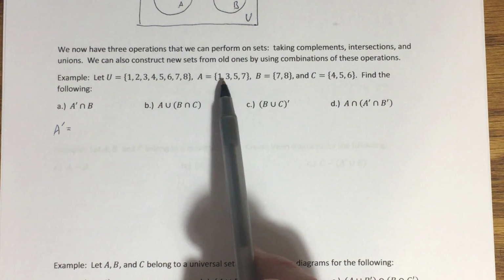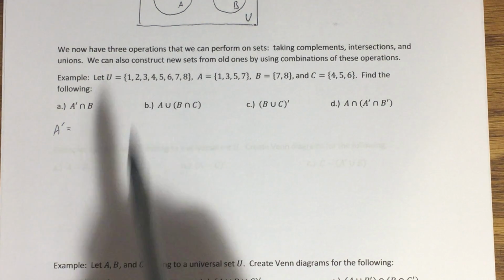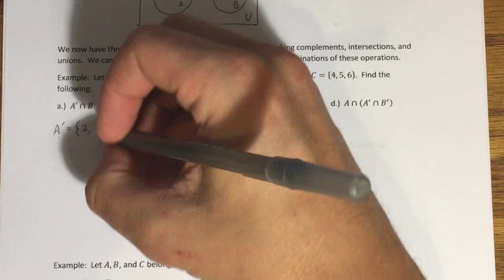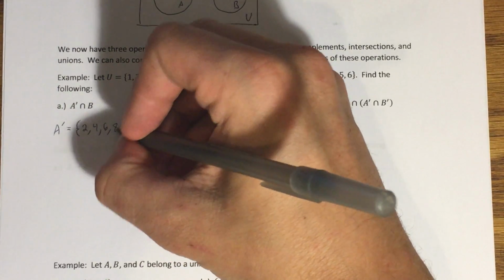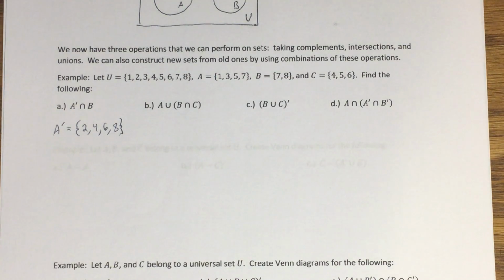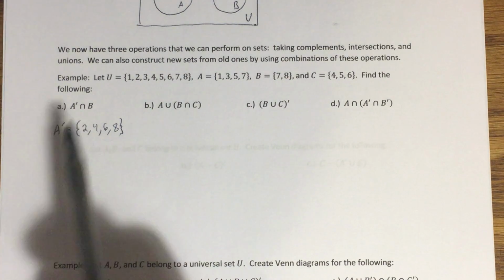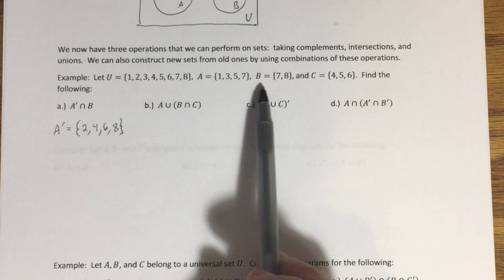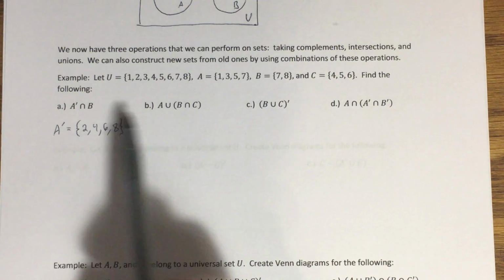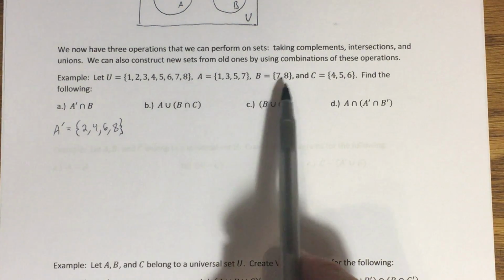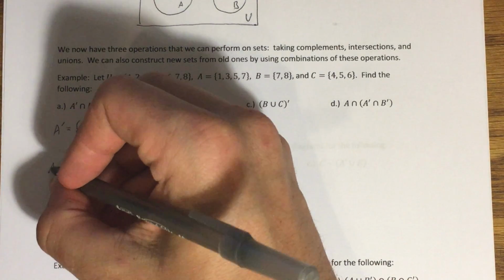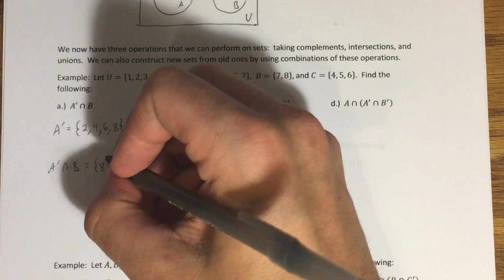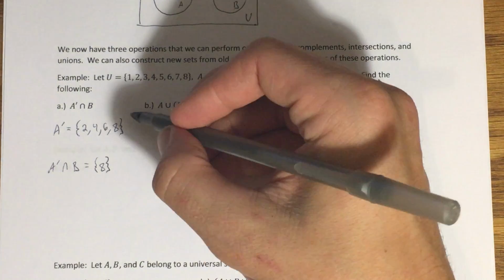Well, if A contains the numbers 1, 3, 5, and 7, notice that's the odd numbers from U, then A complement should contain the even numbers from U. That would be 2, 4, 6, 8. Knowing that, I can now take the intersection of this set with B. So compare this to B. The only number that A complement has in common with B is the number 8. So that would mean that A complement intersecting B gives me the set containing the number 8. And that's it. That's the only thing it would contain.